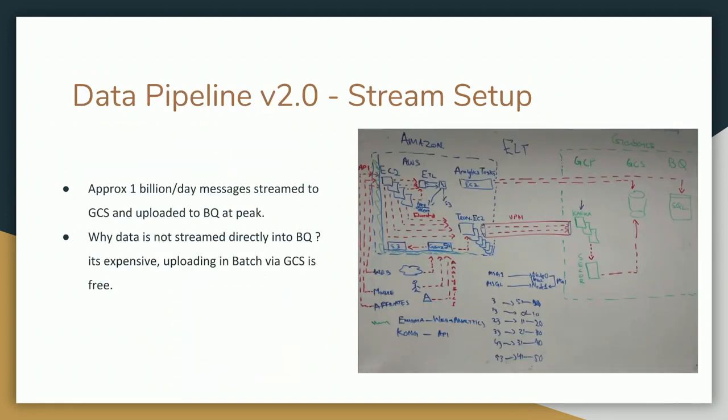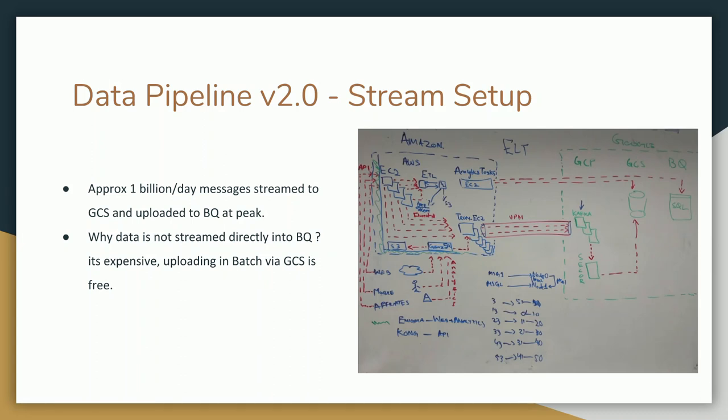So currently, this is what our pipelines look like. I have a better picture at the end. But this is what we designed through the brainstorming process, and this is what it ended up like. Currently, we have actually gone up to 1 billion events per day that we stream at peak. That's what we have achieved.